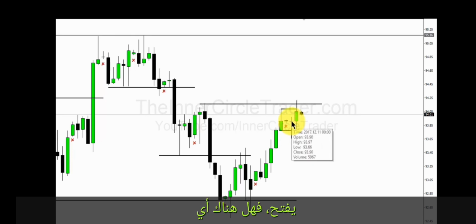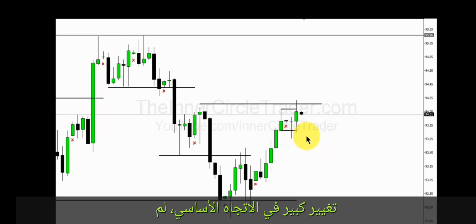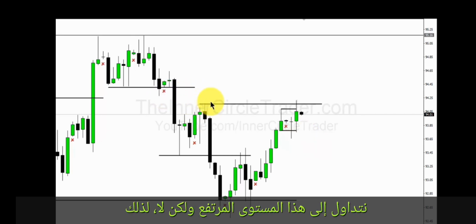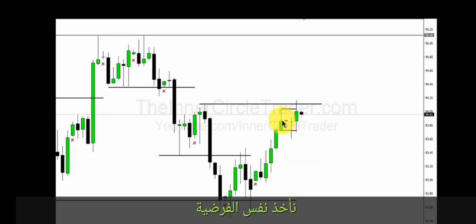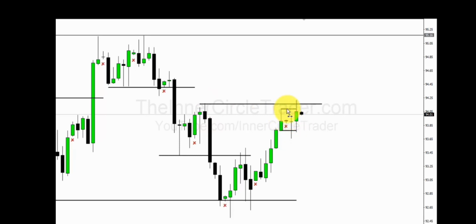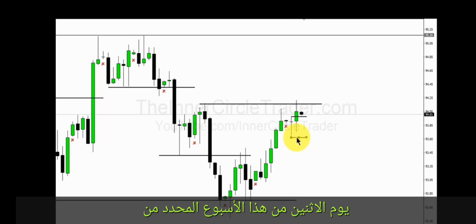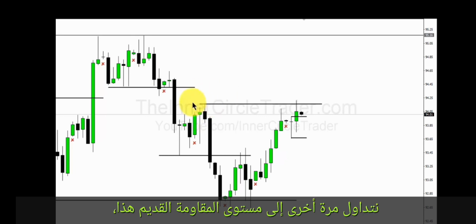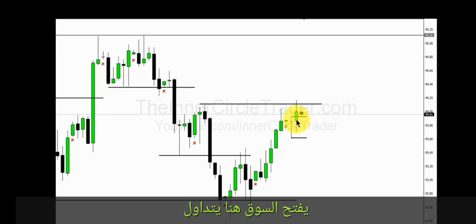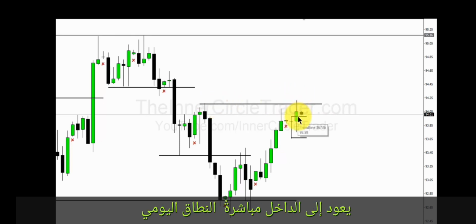So is there any significant change in the underlying direction? No. Did we trade to this high yet? No. So we take that same premise. Now we apply it to this candle, which is Monday of this particular week of the recording. And we see it open here. So what's the bias? We're looking for the previous day's high. Why? Because we have yet to trade back to this old resistance level. Market opens here, trades up, trades through it, but look what it does. It comes right back inside the daily range.